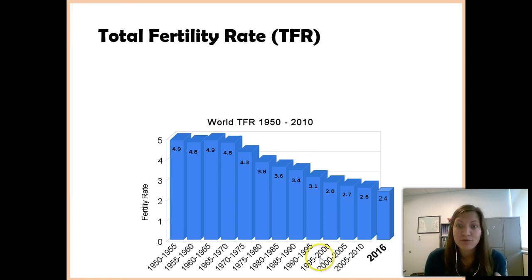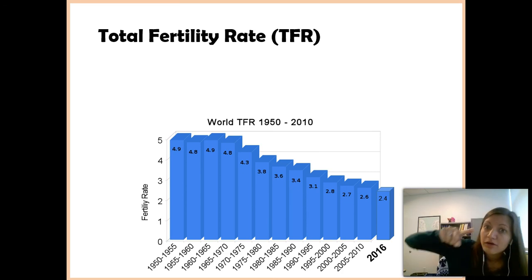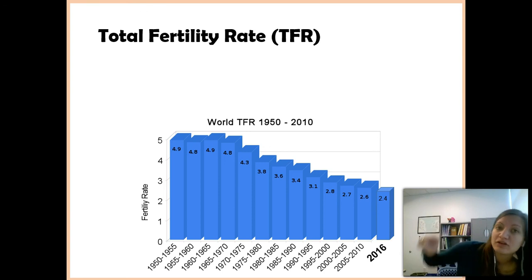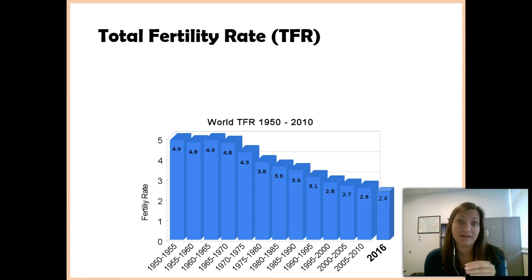But if you look to today, or really 2016, it is half of that rate. We are having half as many kids as we were 60 years ago. Only about 2.4 children per woman. And this is great news. And the reason this is great news is it means our population growth is slowing down. Although that graph was like a really sharp increase, it's slowing down.